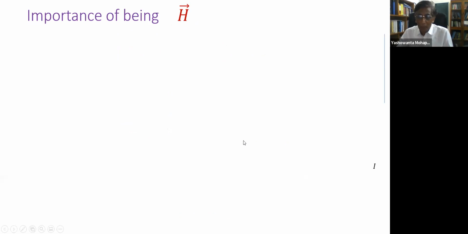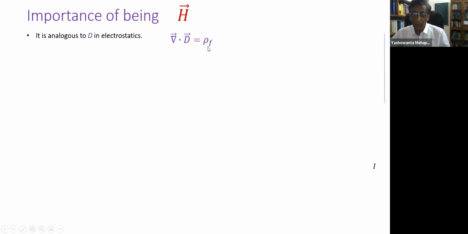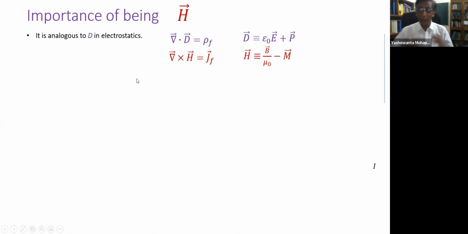Okay, so now let's go to what is the importance of H. It is clearly analogous to D in electrostatics. We remember in electrostatics, we had divergence of D as free charge. So the bound charge was taken care of in terms of polarization, and we had D defined as epsilon naught E plus P. That was the definition of the displacement vector D. So this is similar: del cross H equals JF, and of course H is B by mu naught minus M. So there are corresponding relations. As I said, we have to always keep track of what was there in electrostatics and how it is in magnetostatics. That was for Gauss's law, and here it is for Ampere's law.